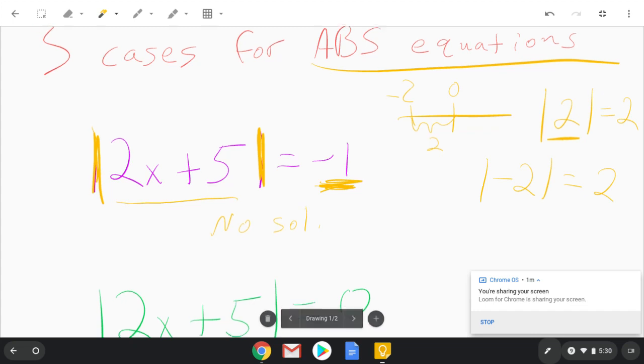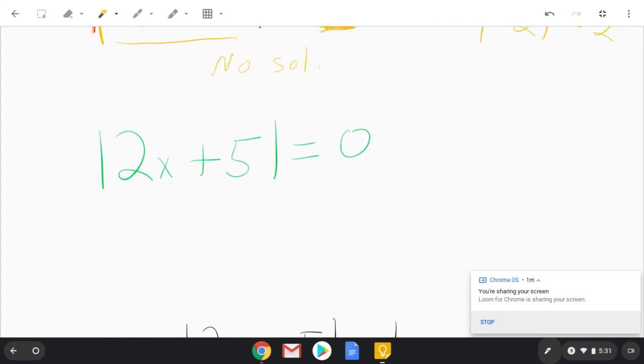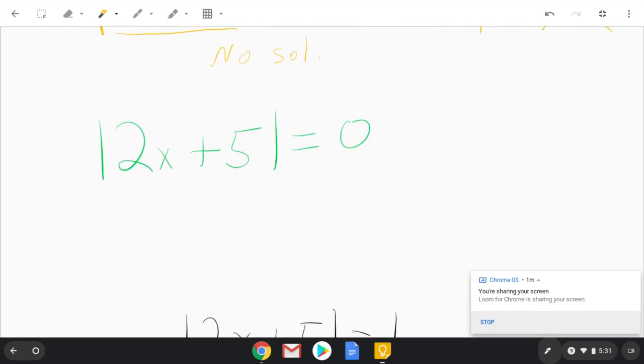The next way that an equation could look is like this, where the absolute value of something is equal to 0. The above had no solutions at all. This one is going to have one solution. There's only one way for something to have a distance from 0 of 0. If we're looking at this equation, we can just drop the absolute value bars and rewrite it as 2x plus 5 equals 0. This is the only equation that we have to solve.